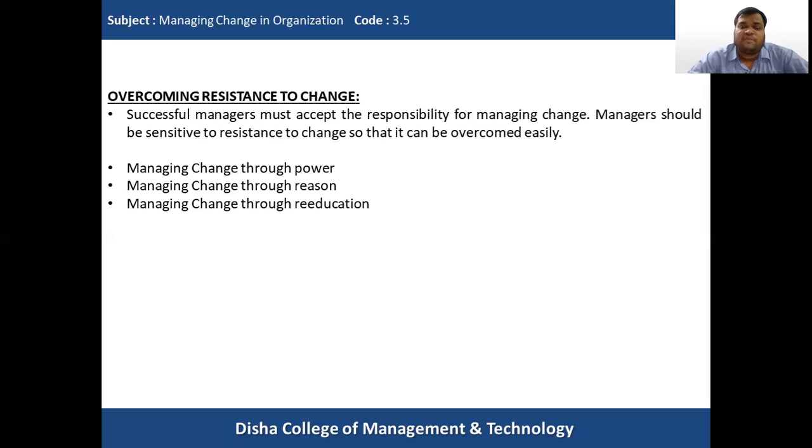Another way of managing change is managing change through re-education. You have to re-educate the employees regarding why the change is required in the organization, and how it will be helpful for the organization if it moves ahead with the implementation of the change program. We have to re-educate the people so that they will embrace the change, they will not fear or distrust the change process, and they will accept it in a much more confident manner. So these are the three approaches generally used by successful managers to overcome this resistance to change.